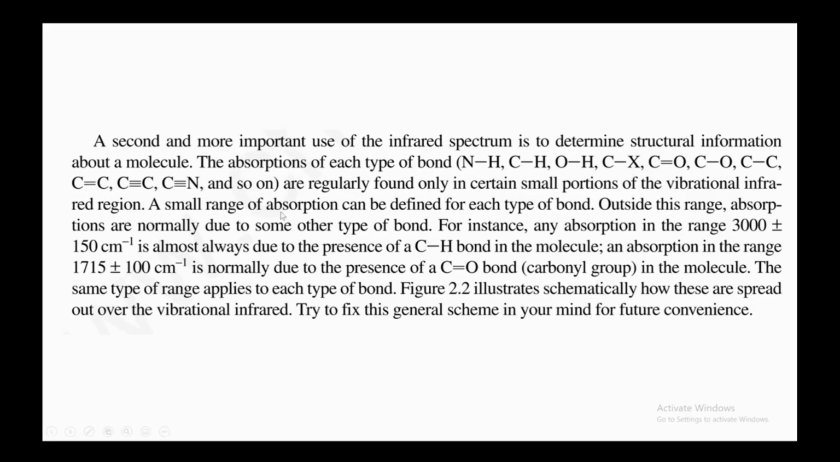Okay, a small range of absorption can be defined for each type of bond. Outside this range, absorptions are normally due to some other type of bond. For instance, any absorption in the range 3000 plus or minus 150 is almost always due to the presence of a CH bond in the molecule.